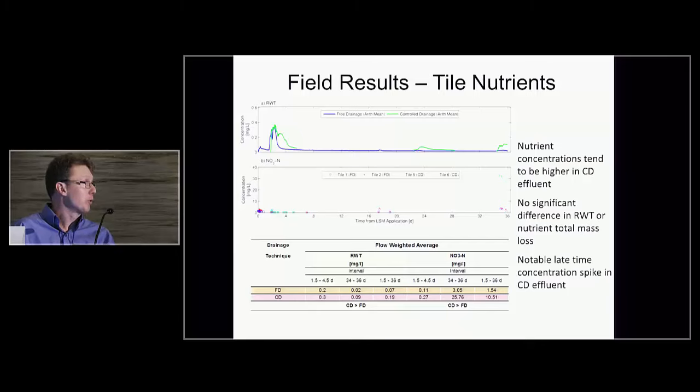And because the tile drains were also flowing at the control drain plots at the point when the precipitation occurred, there was no significant difference in actual mass loading between the controlled drainage and free drainage plots over this 36-day monitoring period. And as we can see, we looked at the flow-weighted mean concentrations at different time intervals, and consistently the concentrations were higher coming out of controlled drainage as compared to free drainage. And another interesting anomaly we observed is this big spike in nitrate concentration about 35 to 36 days after manure application at the control drain plots that we didn't see at the free drain plots.